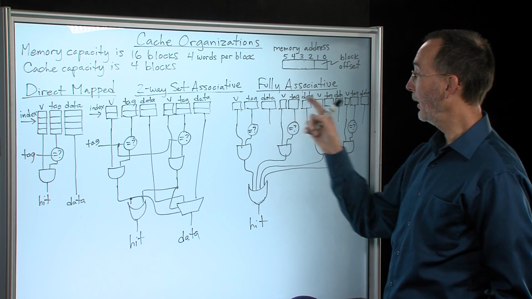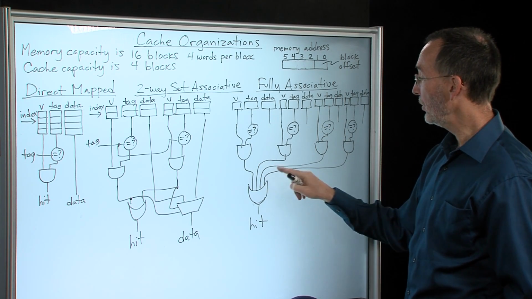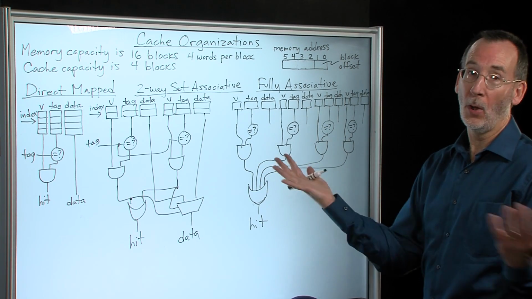Okay, and again, we're going to have a block in only one of these 4, if any. We could have a miss. And so one of these 4 signals is going to be a 1 and the others are going to be 0. Or they'll be all 0 if we have a miss.